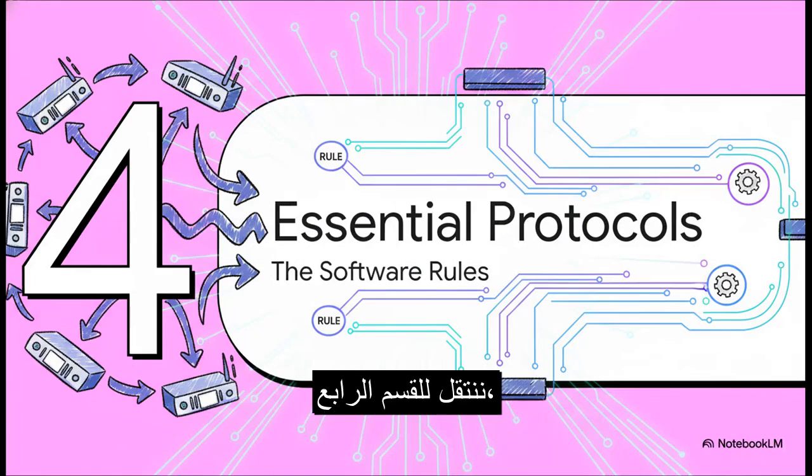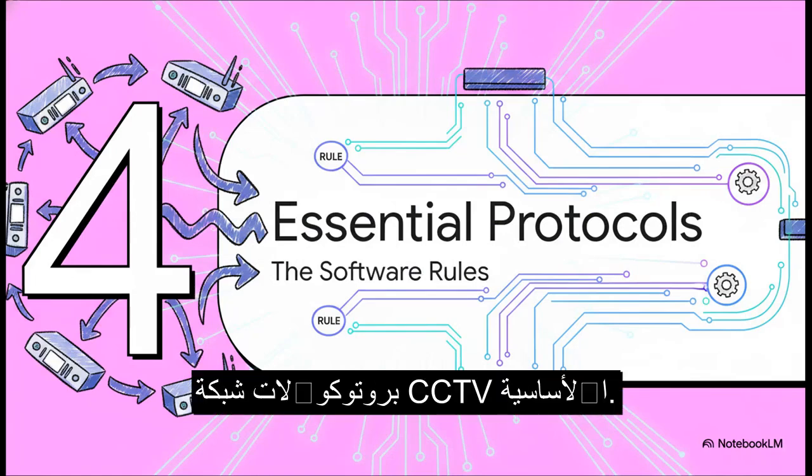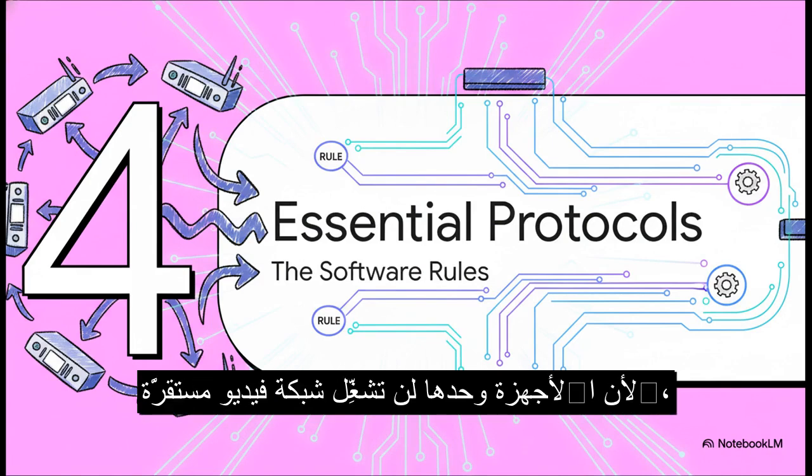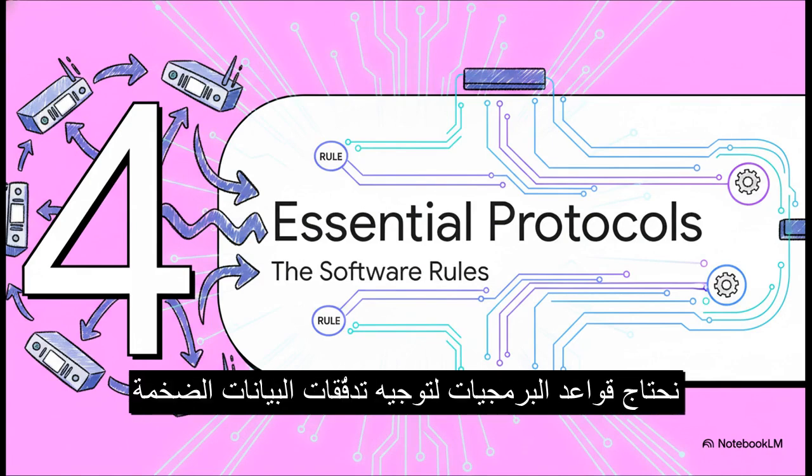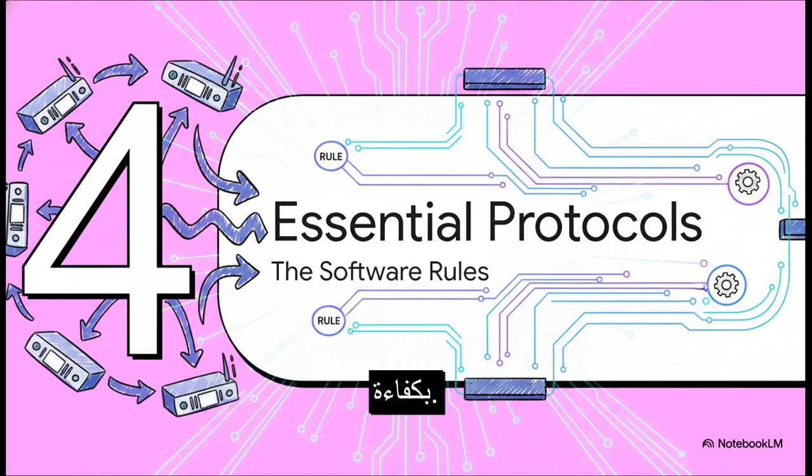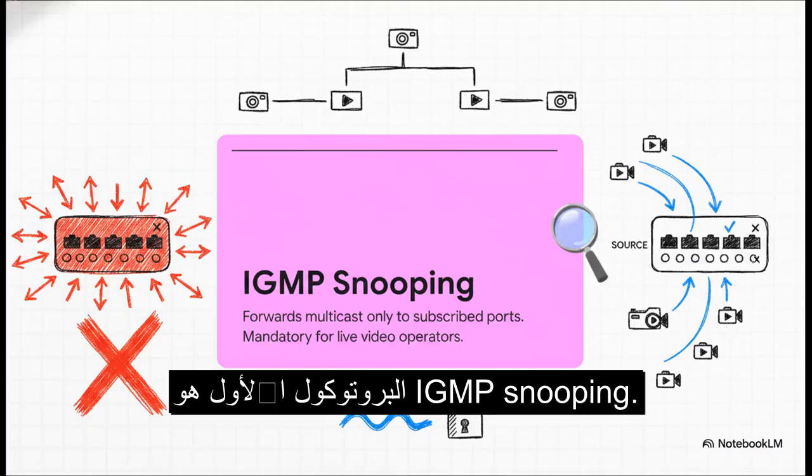All right, on to Section 4, essential CCTV network protocols. Because hardware alone won't run a stable video network, we need the software rules to route massive data flows efficiently. The very first one is IGMP snooping.